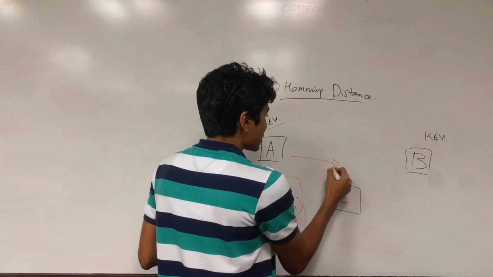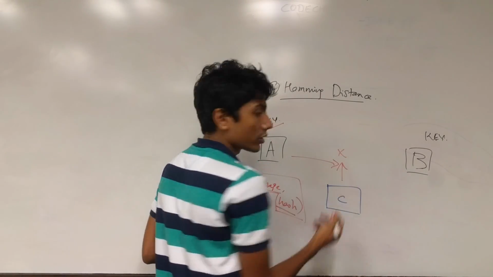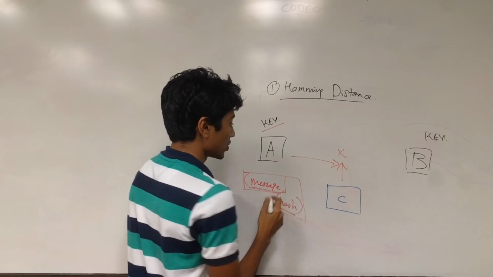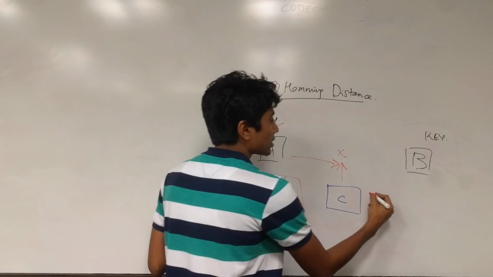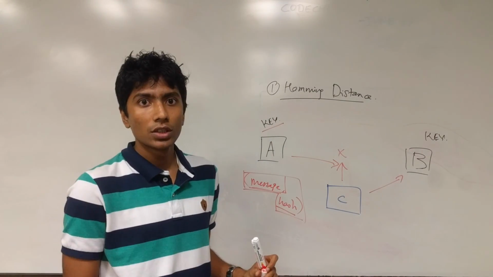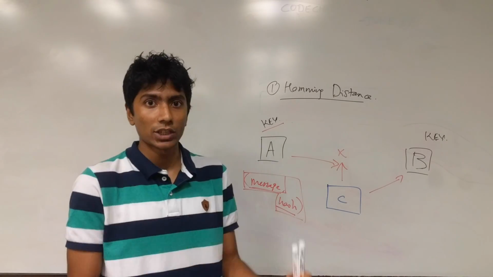Now, C gets this message, kills it on the spot. There's a pigeon or something. And C can read this message. There's no problem over there. C can also replay this message back. That's also fine. But C cannot change the message. That's a guarantee over here with the hash function.